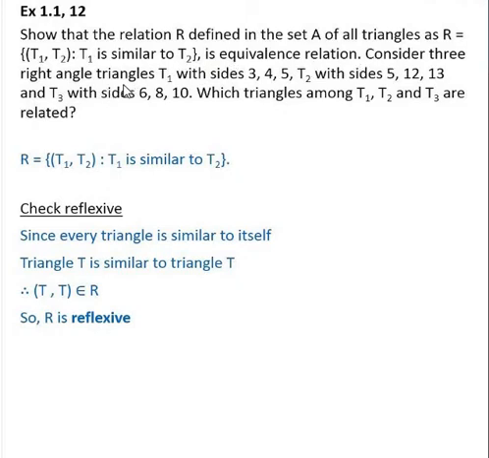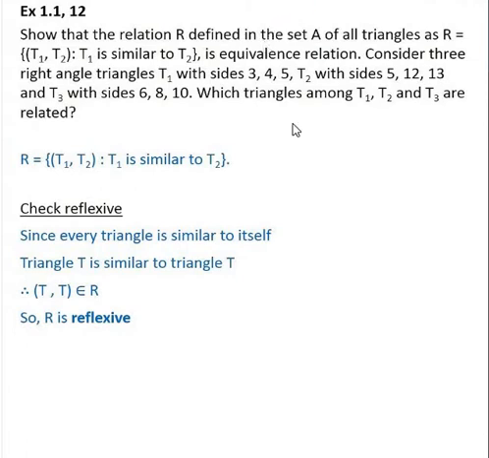Consider three right angle triangles: T1 with sides 3, 4, 5, T2 with sides 5, 12 and 13, and T3 with sides 6, 8 and 10. Which triangles among T1, T2 and T3 are related? That we will discuss later on. First of all, solve the first part of the problem.